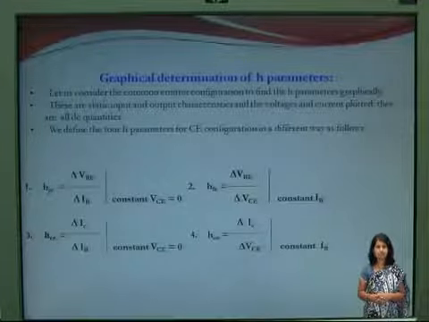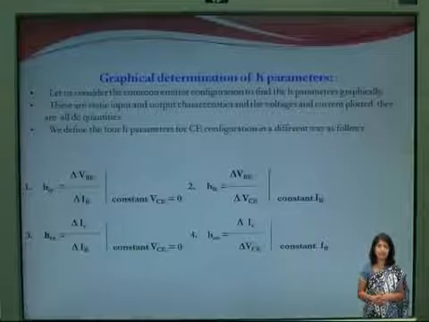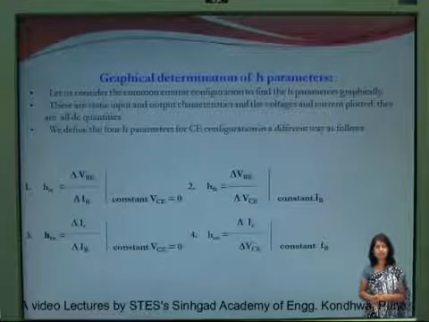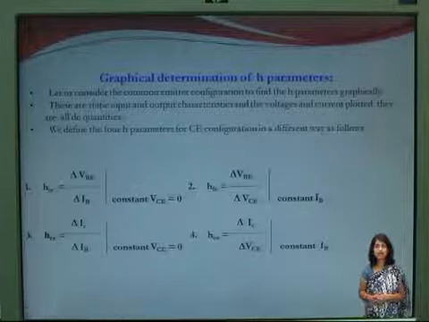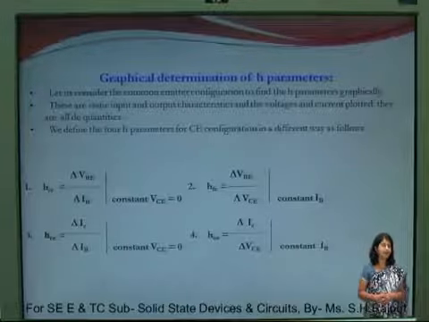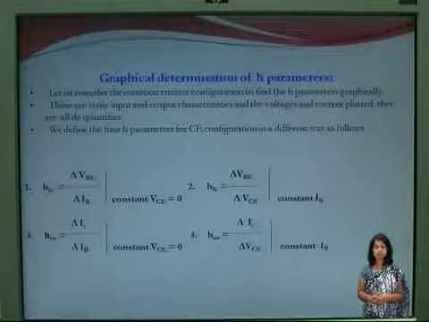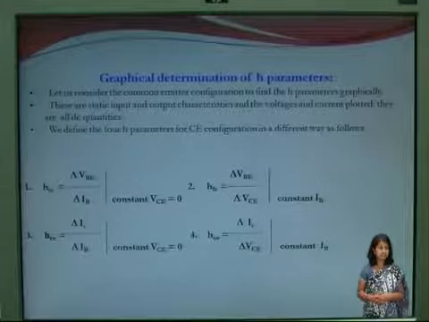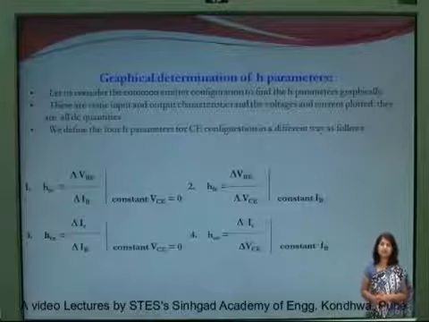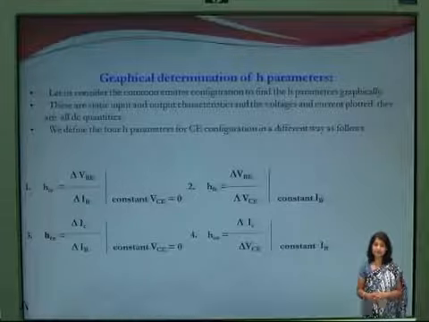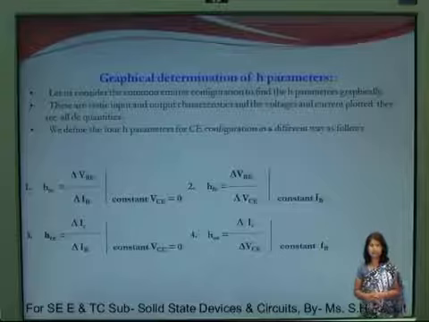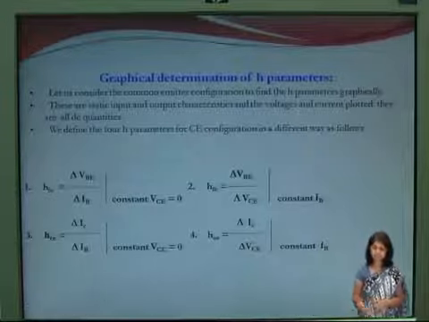Then hRE is given by del VBE divided by del VCE, considering constant IB. Then hFE is given by del IC by del IB, considering constant VCE. And last, hOE is given by del IC by del VCE, considering constant IB. Now let's move to the determination of hIE.